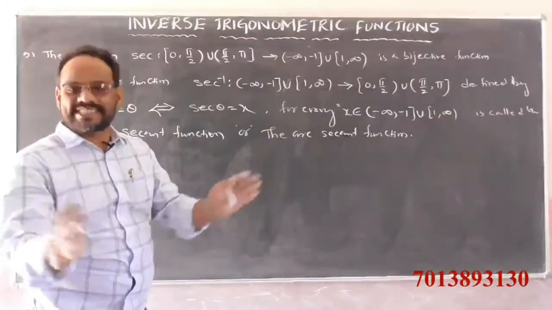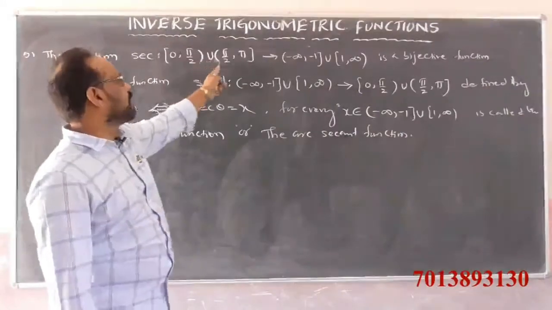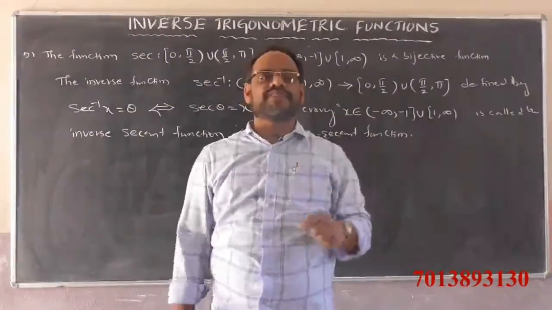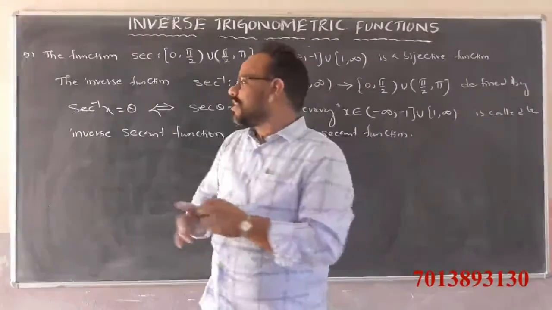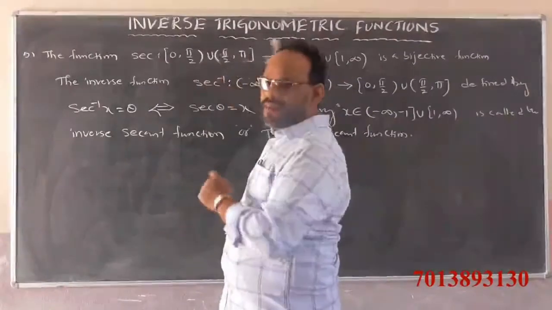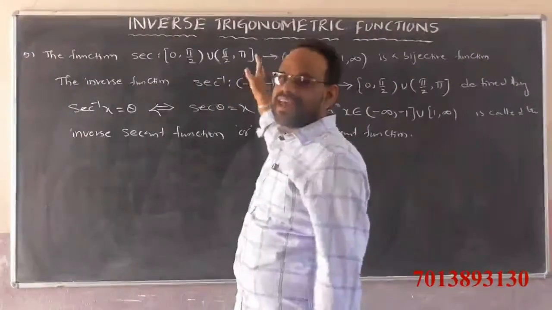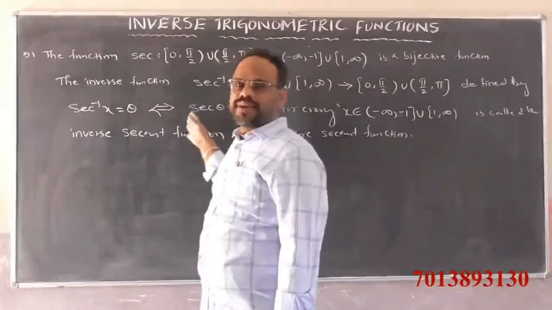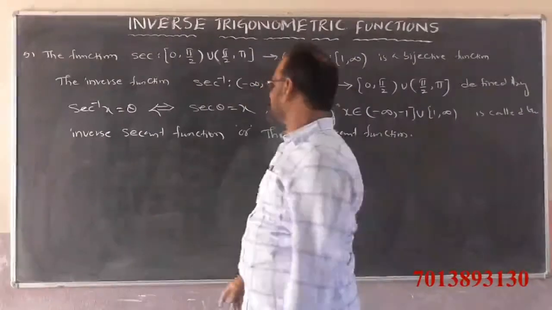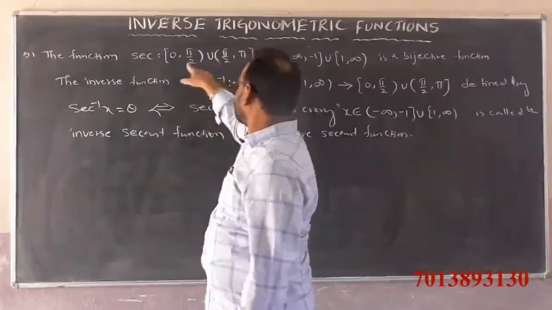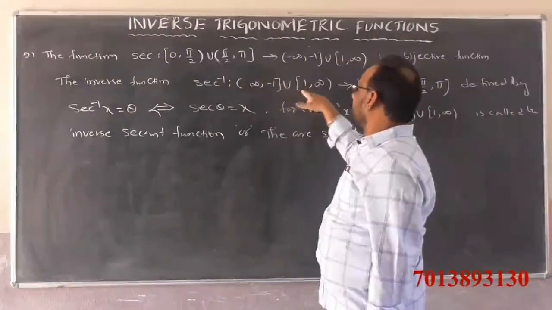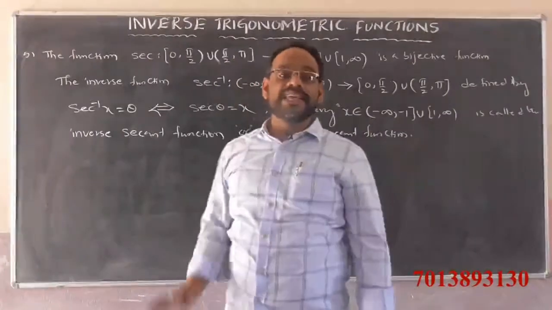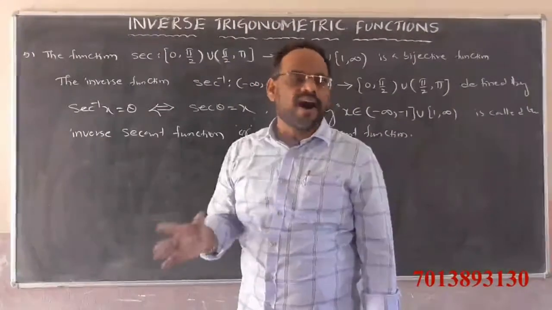If you restrict the domain to the closed interval 0 to pi by 2 union pi by 2 to pi, then the secant function is a bijective function. After that, its inverse function exists. That is, if f is a mapping from A to B and f is a bijective function, then f inverse is a mapping from B to A. So secant inverse x equals theta is implied by and implies secant theta equals x. For every x belonging to minus infinity to minus 1 union 1 to infinity, there exists a unique value of theta. So this function is called the inverse secant function, or the arc secant function.